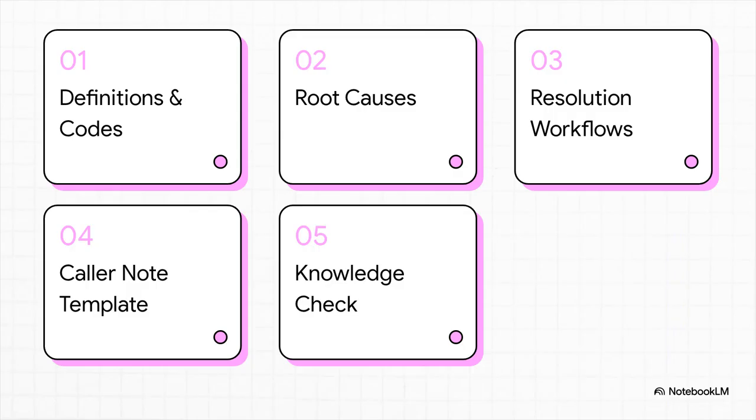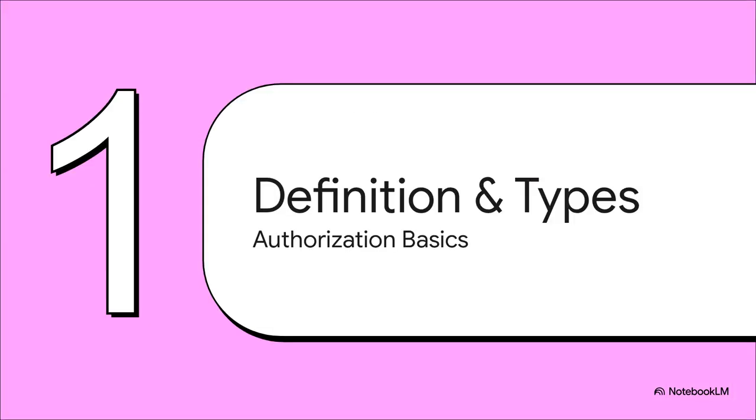Here is our step-by-step playbook for today. We're going to cover definitions and codes, root causes, resolution workflows, a caller note template, and then we'll finish up with a knowledge check. All right, Section 1, Definition and Types of Authorization.